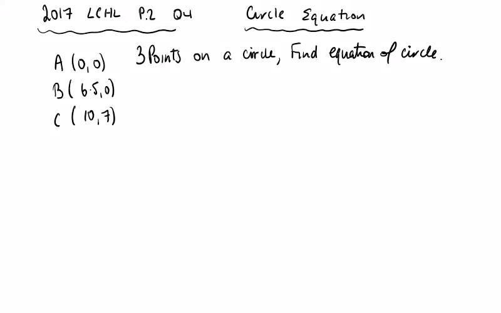2017 Leaving Cert Higher Level Paper 2 Question 4. We're given 3 points. They're on a circle and we're asked to find the equation of the circle. There's a couple of ways to do this. Let's just do a quick sketch.